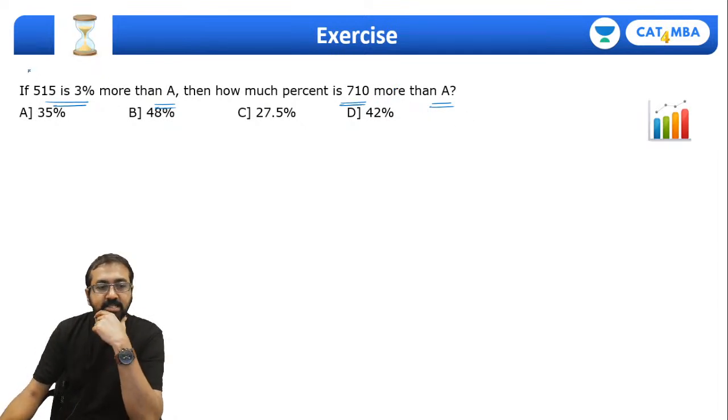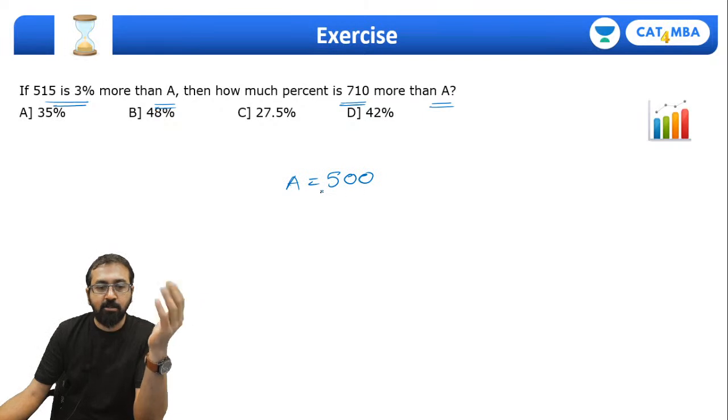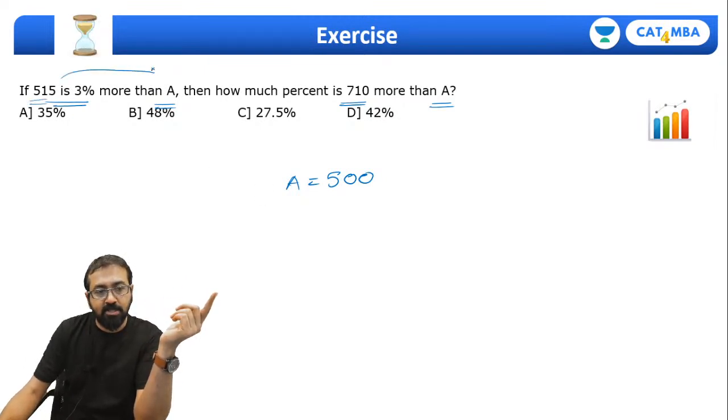The first thing is, of course, 515 is 3% more than A. So can I say A should be 500? I mean, you can do it by trial and error, because if I assume A is 500, 1% of 500 is 5, 3% will be 15, add 15 to that, so we'll get 515. So this value is 3% more than A. That means A should be 500.